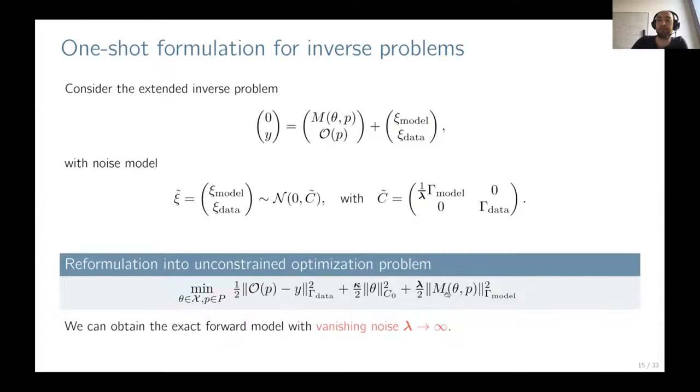Maybe it's easier. So if we include this penalty term and solve this optimization problem, of course, we cannot expect that our constraint is fulfilled exactly. But we can make the connection. So when we incorporate this one-shot formulation through an extended inverse problem where we include this model equation as an additional term in our inverse problem and assume that we have some model error, which is Gaussian, we get exactly this form of the L2 penalty term. And now we can view the exact formulation, so this constrained optimization problem, as the vanishing noise limit. So considering the limit lambda going to infinity, we obtain the exact model in the end.